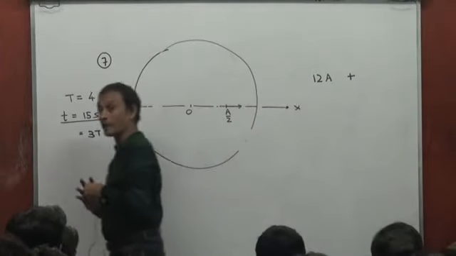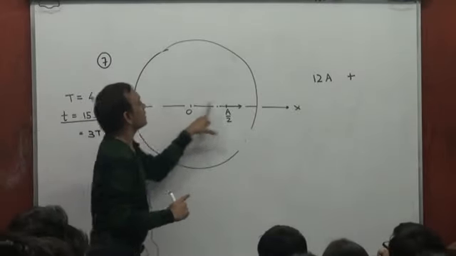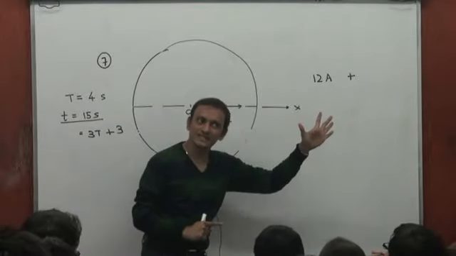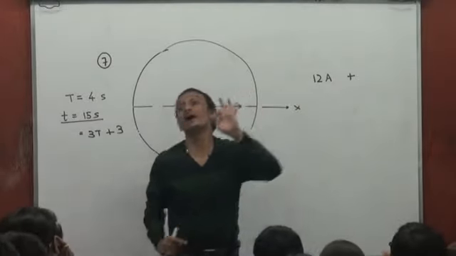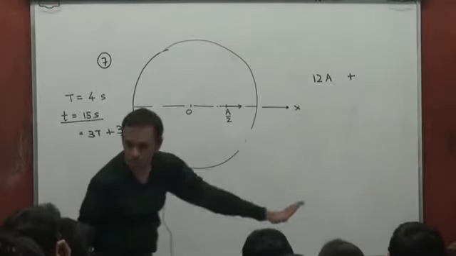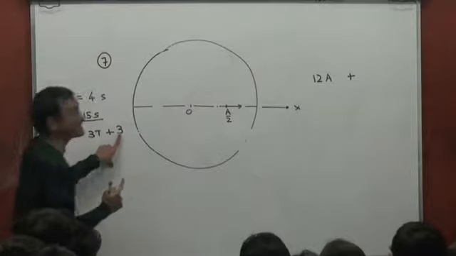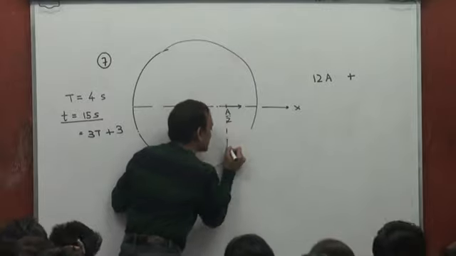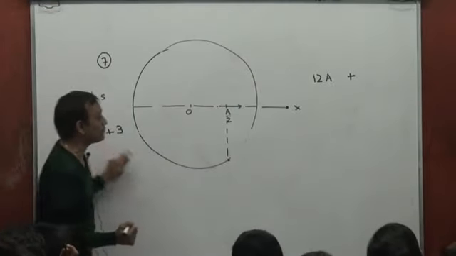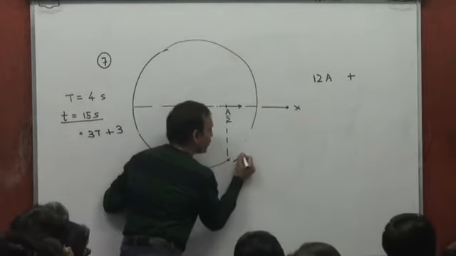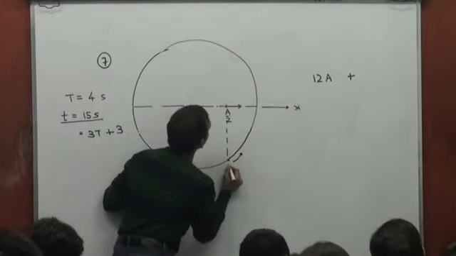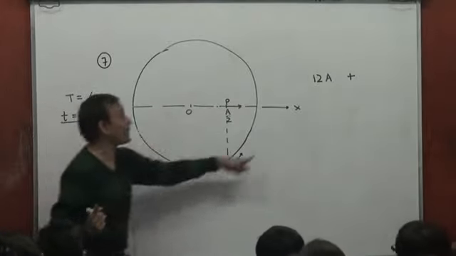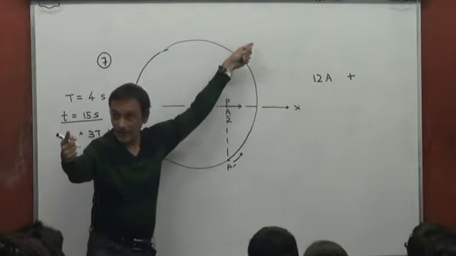Now in 3 full time periods, it would come back to this position, yes or no? It would come back to this position heading in the same direction, and by then it would have traveled 12a units along the line of oscillation, right? Now 3 seconds left. By the way, at this instant, that is at t equal to 3T, the auxiliary particle for P is at P prime and is moving in this direction. Clear?